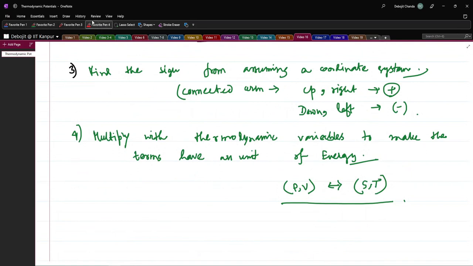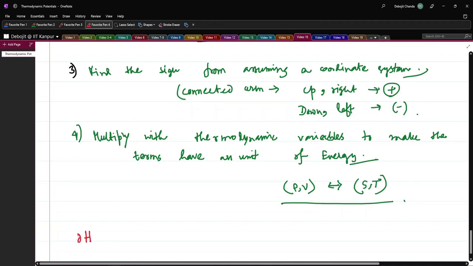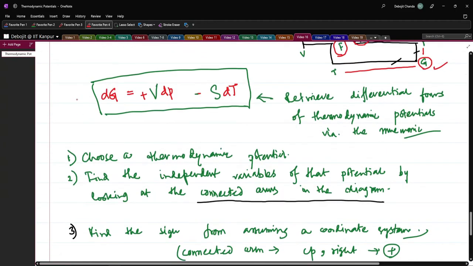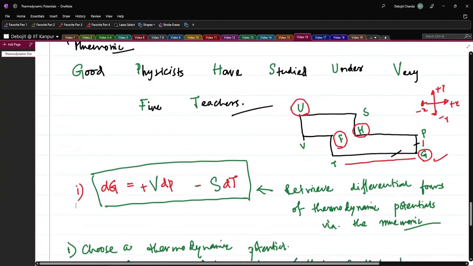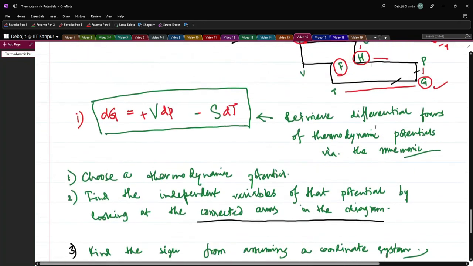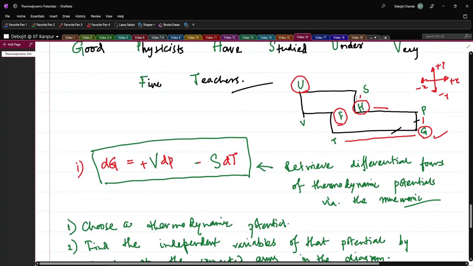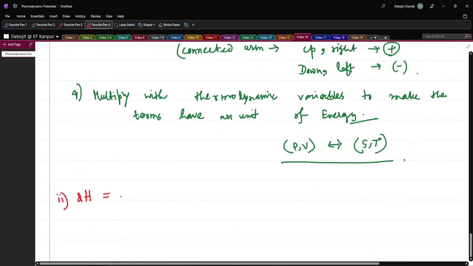Okay, so dH will be equal to, so this was the first one, and H has S and P as independent variables, and both are in the positive direction because it is up and right. So we'll have plus TdS plus VdP, and we multiply T and V. So that is the H term.